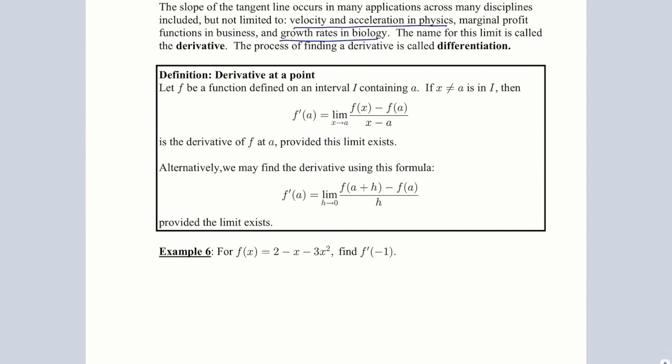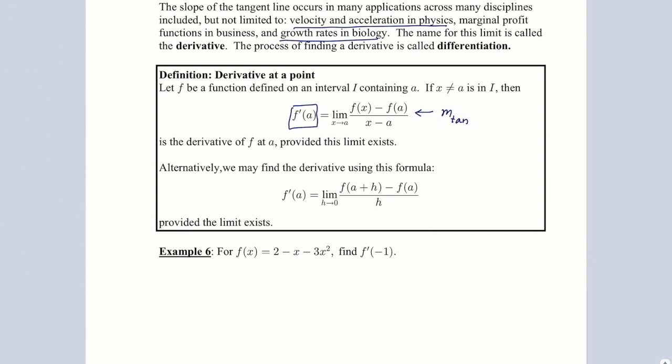But now, instead of writing m sub tangent, we're going to use this notation f prime at a. So that little tick mark, we read that as prime. So f prime at a means the derivative of the function f at x equals a. Right? And we would say this is the same as the slope of the tangent line to that function at x at a, f of a.